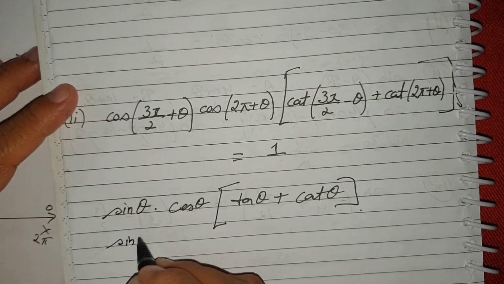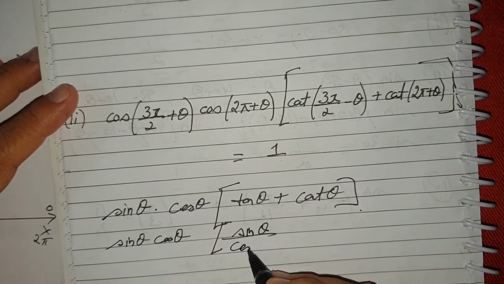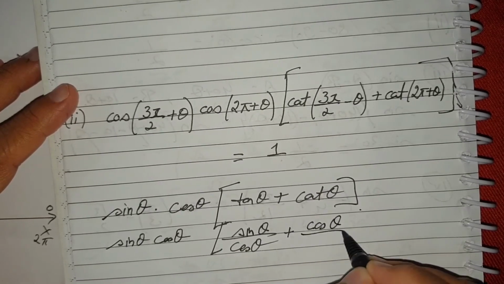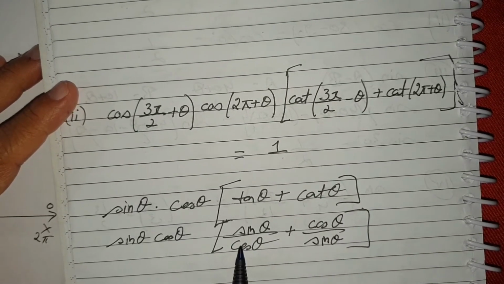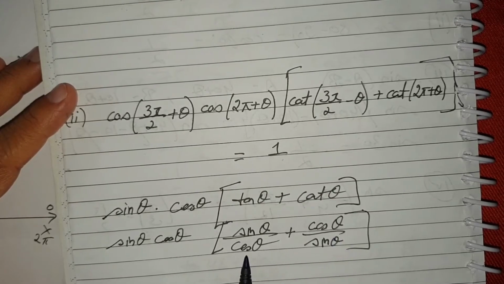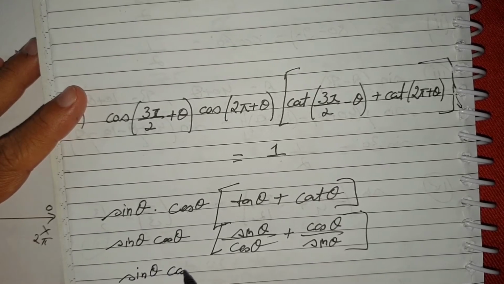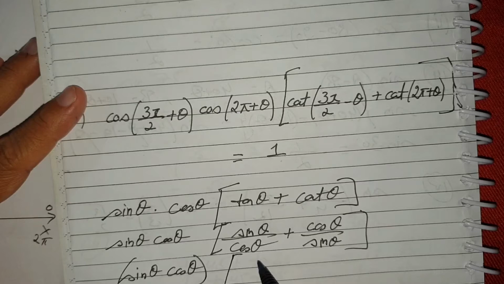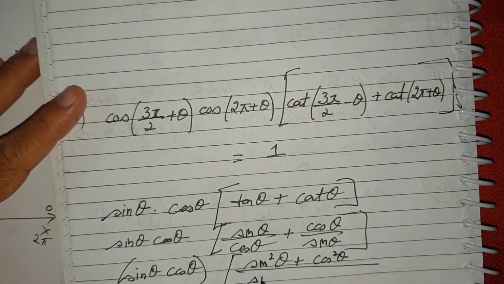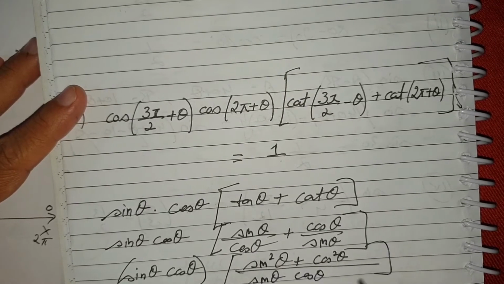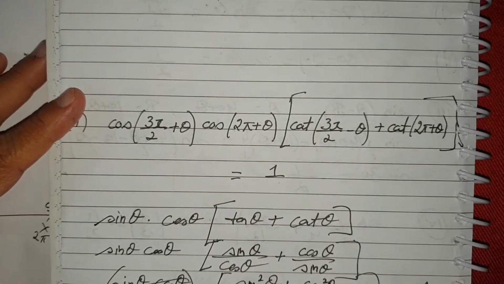This is sine theta, cos theta. Tan theta is basically sine theta by cos theta, plus this is cos theta by sine theta. Okay. So when you solve this, LCM is cos theta sine theta, and this will be sine square theta plus cos square theta upon sine theta cos theta. Sine square theta plus cos square theta is 1. This and this will get cancelled. So answer is 1. Hence proved.